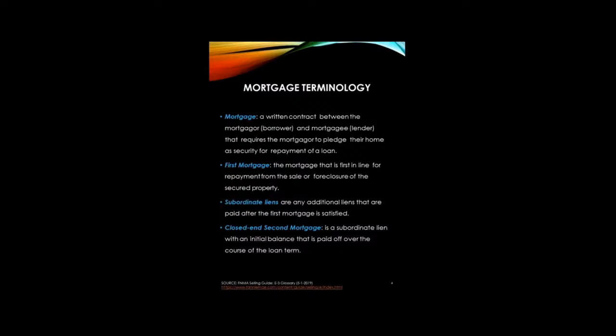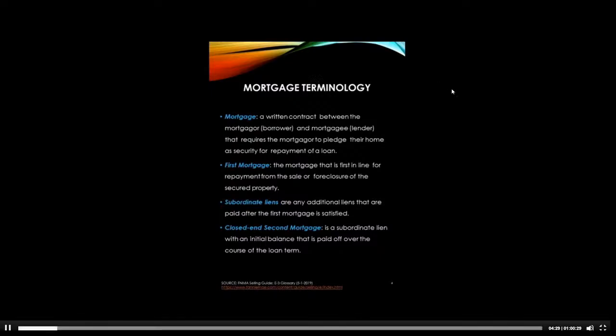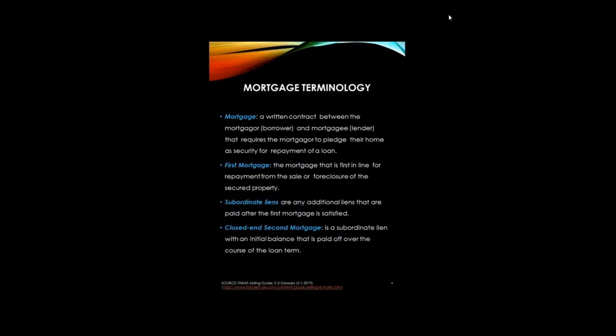And then there's another type of sale which you might hear about, which is a short sale, where the seller states that the house is worth less than what they owe, and they're asking the bank to take less for their loan. You need an agreement from the bank saying, okay, I will accept X amount of dollars in repayment of the loan that we gave you. The next thing is subordinate liens, and those are any additional liens that are paid after the first mortgage is satisfied. I'm going to touch base on that in a little bit.